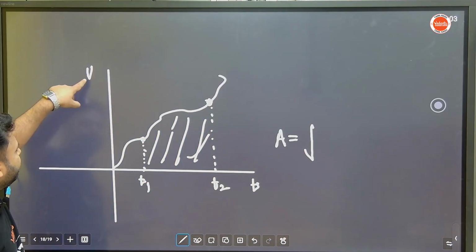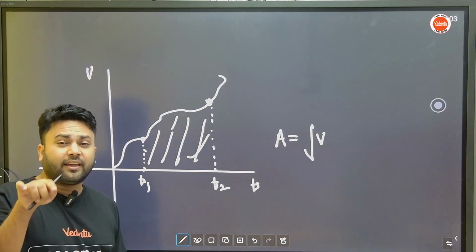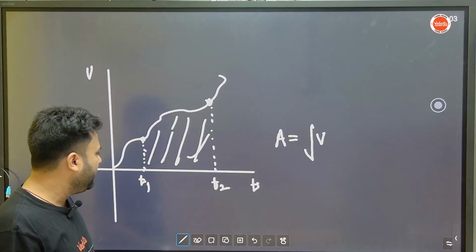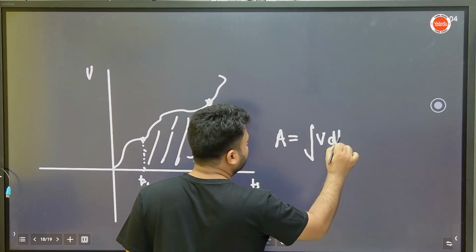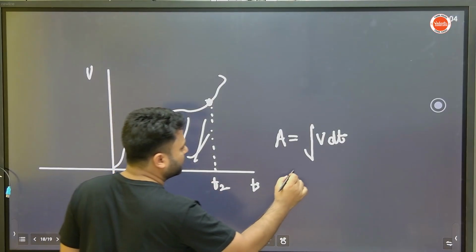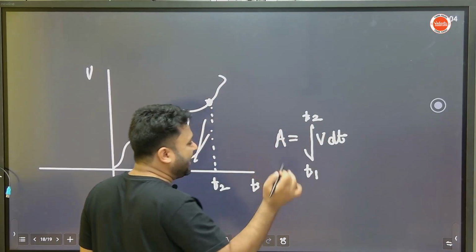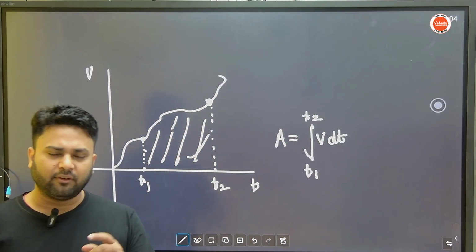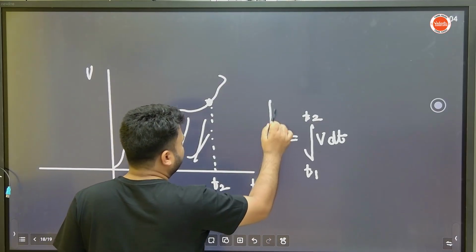Here in place of y we have v, so we will write v. Integration of y dx. In place of x we have t, so we will write dt. From where to where? From T1 to T2. First you learn this pattern. Then we will learn about integration and all. So this is the area under the graph.